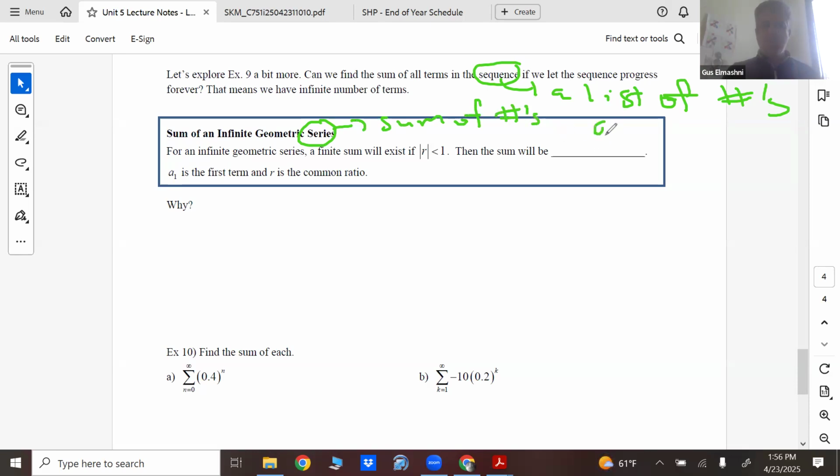Now I'll tell you what the formula is right now. It's going to be a1 over 1 minus r. Here's the reason why. It keeps going up, keeps going down, right? Because you're adding. Okay, you have this, right? Oh, sorry, I meant to put a2. My apologies.